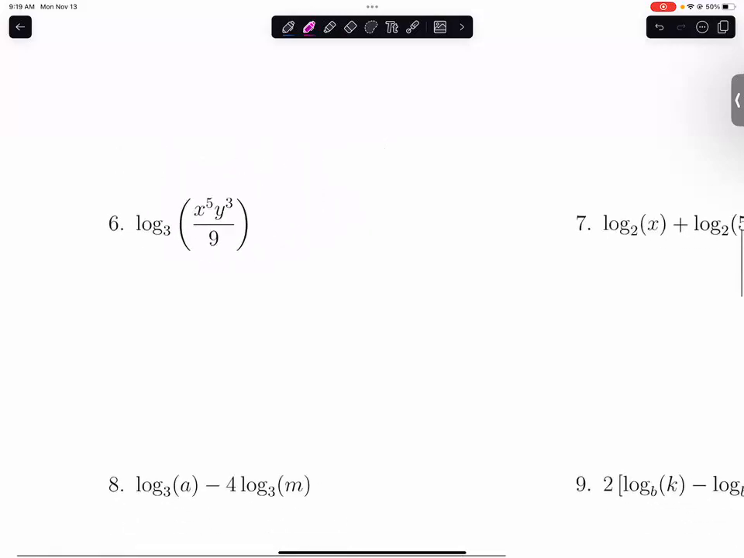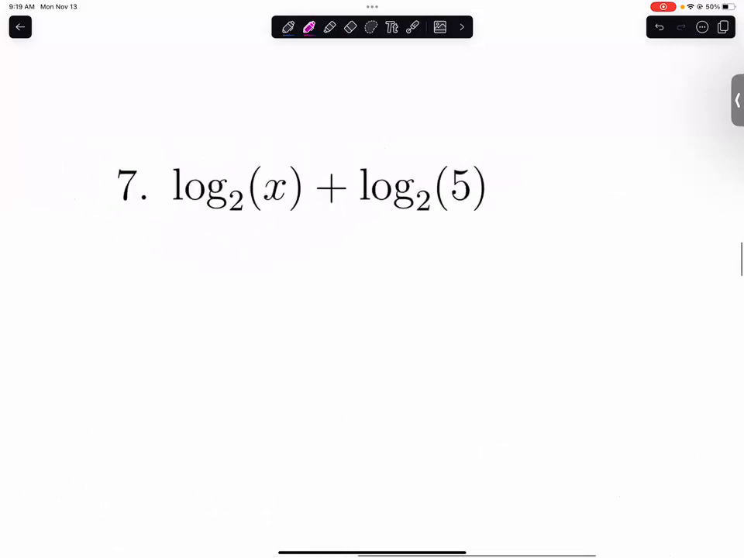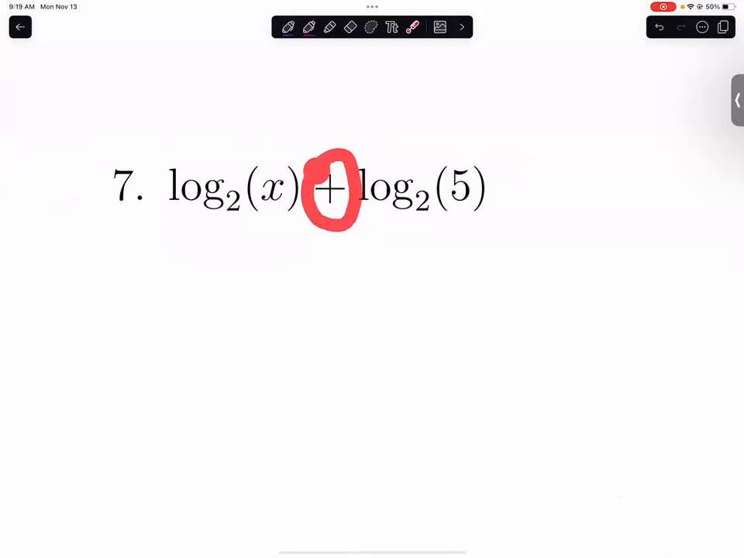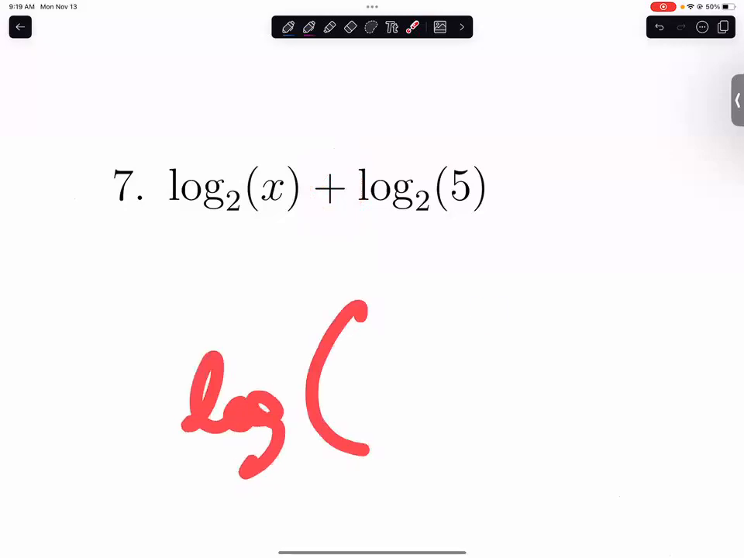Or go the other direction. So take something like this and combine, right? Which the way our book describes combining is condensing. So we're going to talk about condensing, combining these things. My answer here then would be a single log of something.